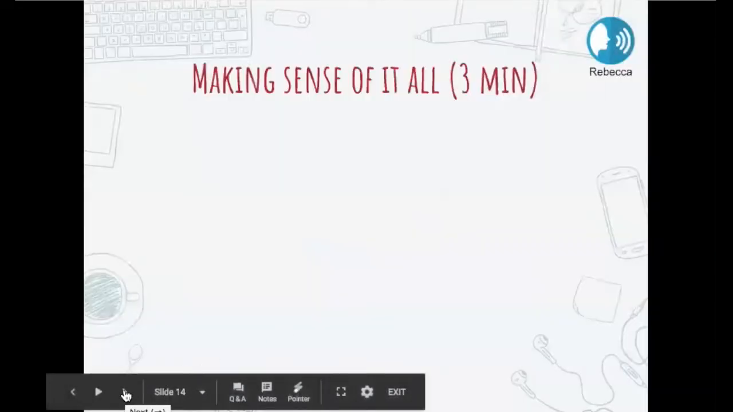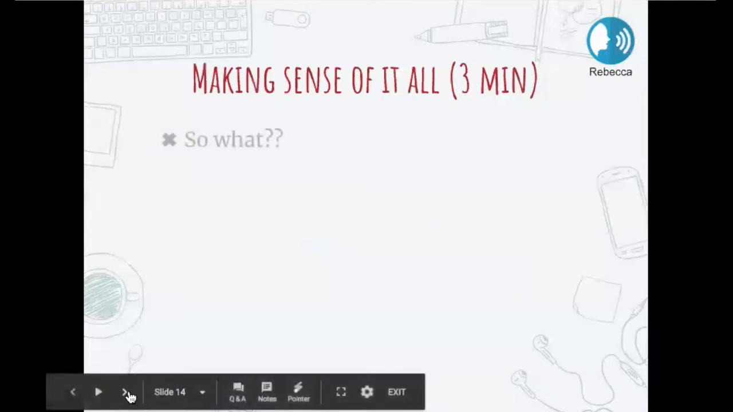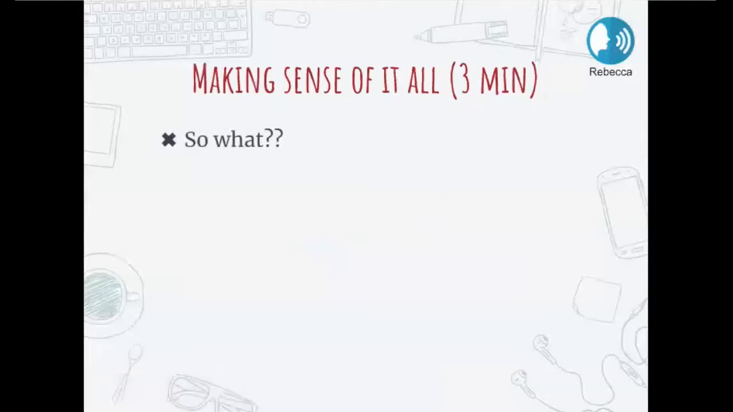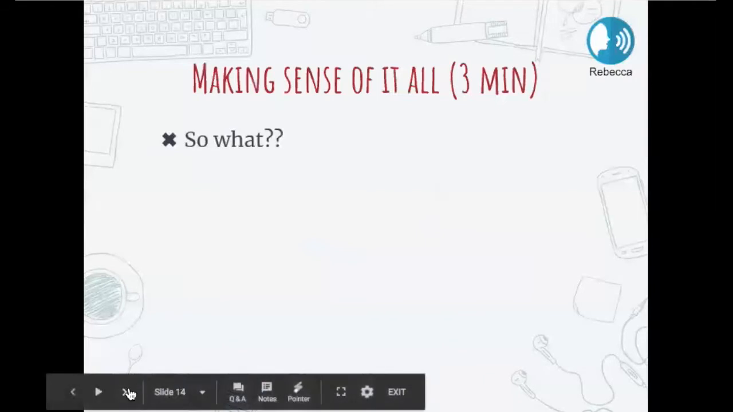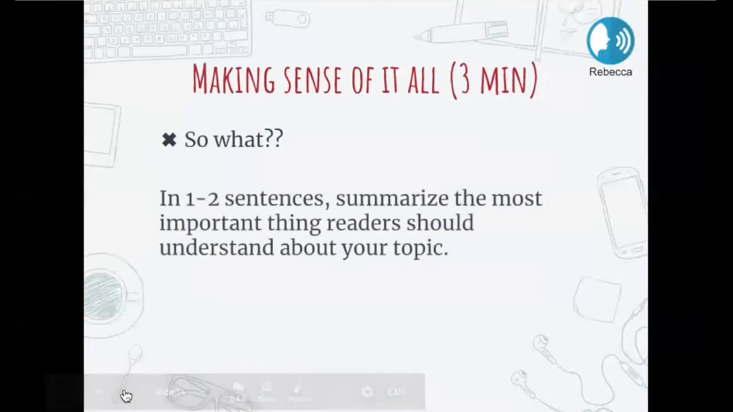Okay, so from this dialogue that you've fleshed out between you and this hypothetical other person, whether it's your professor or your friend, now it's making sense of that dialogue and condensing it into a few sentences. This activity is here to gear you up towards building your thesis statement, which we'll get to in the next few slides.